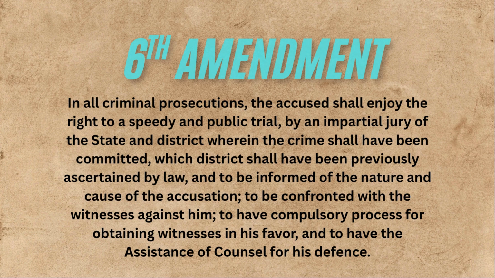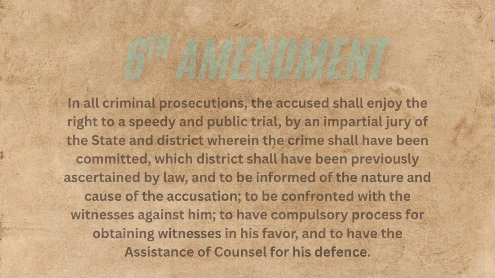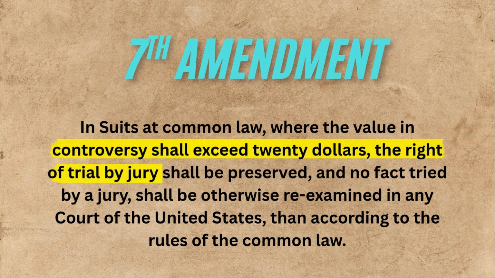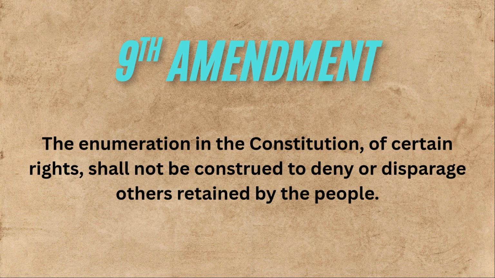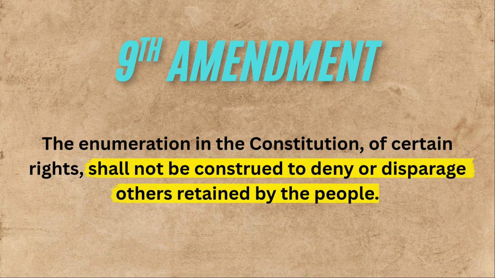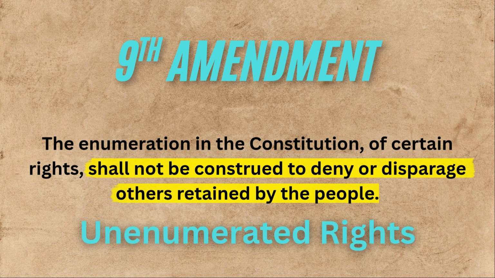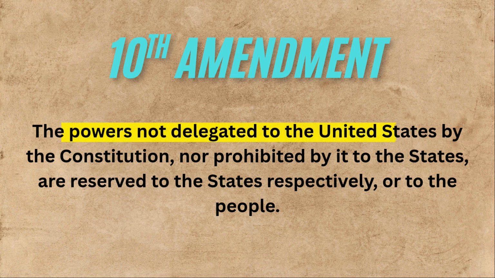The Sixth Amendment ensures rights for those accused of crimes, including the right to a speedy and public trial, the right to know the charges, call witnesses, and have access to an attorney. The Seventh Amendment guarantees the right to a trial by jury in civil cases. The Eighth Amendment forbids cruel and unusual punishments and excessive bail or fines. The Ninth Amendment clarifies that citizens have other rights not specifically listed in the Constitution. In other words, unenumerated rights. And lastly, the 10th Amendment reserves all powers not given to the federal government to the states or the people, reinforcing the principle of federalism.